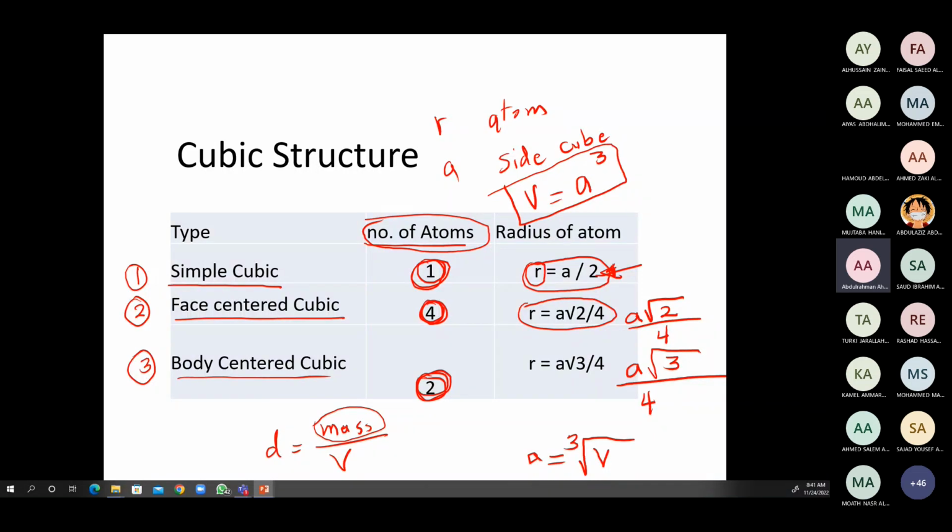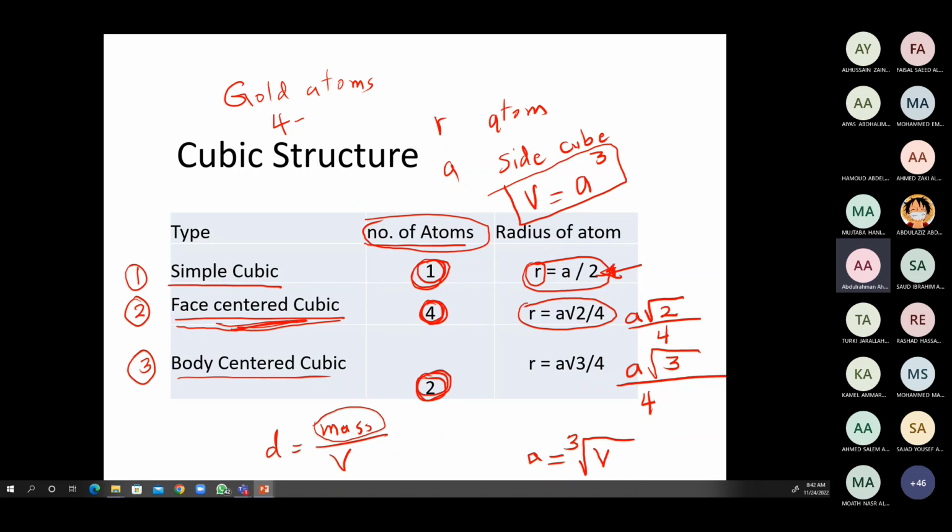Clear? Now, if I give you one cube and tell you it is face-centered cubic, then naturally, how many atoms are there in the cube? 4 atoms. Okay, how can I tell what's the mass of these 4 atoms? Let's say that I have gold atoms. How many atoms are in face-centered cubic of gold? 4 atoms.